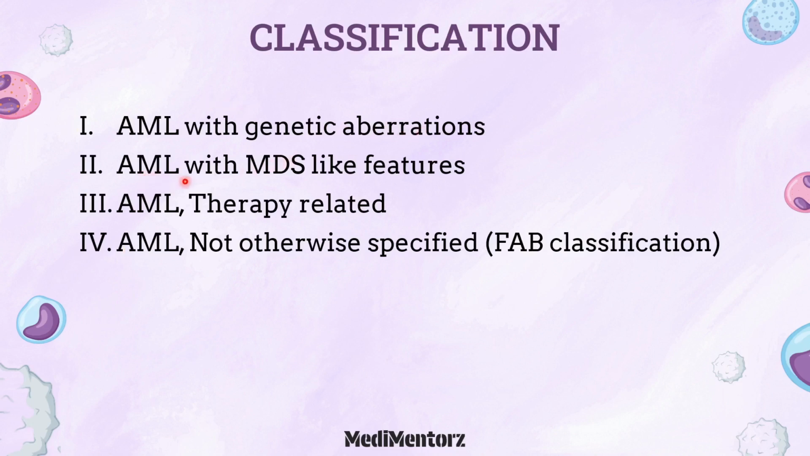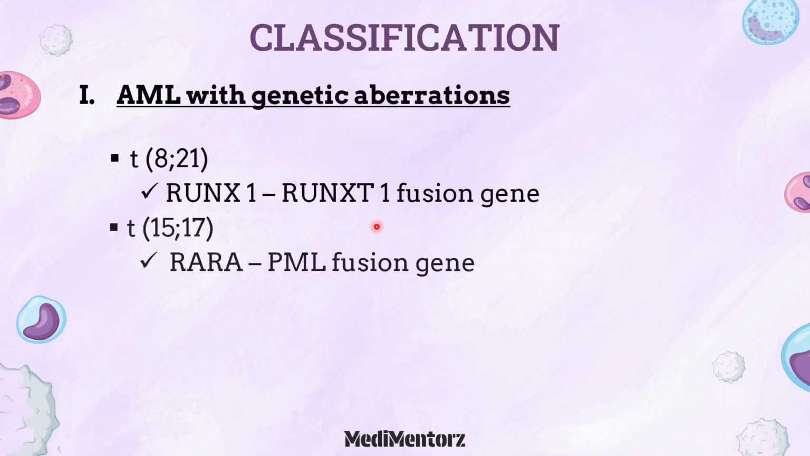The second one, AML with MDS-like features. The third one, AML with therapy related. And the fourth one, AML not otherwise specified, or the French American British classification. First, let's see AML with genetic aberrations.